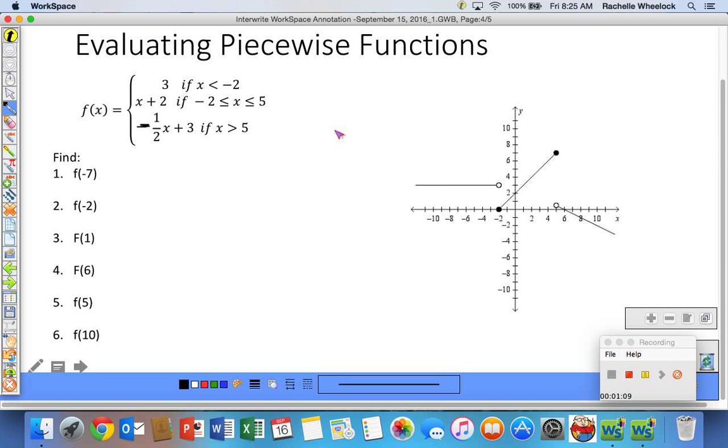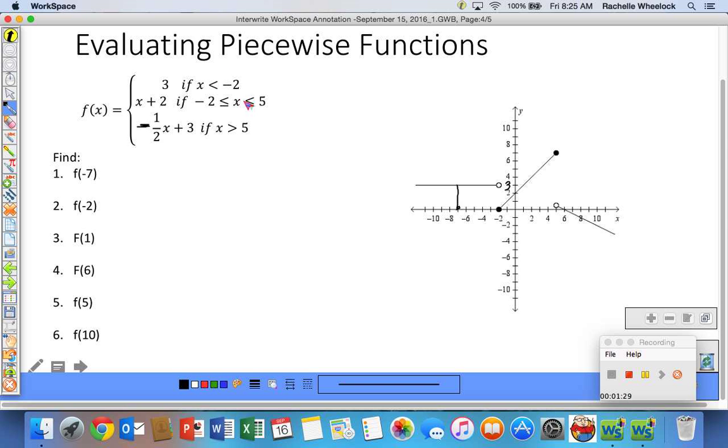Find f of -7. I find -7 on the graph, and I go up to where it meets the function, and that's over at +3, so my answer is 3. But if I'm not looking at the graph, I need to look at the domain restrictions. So -7, I need to find which of these inequalities -7 applies to.